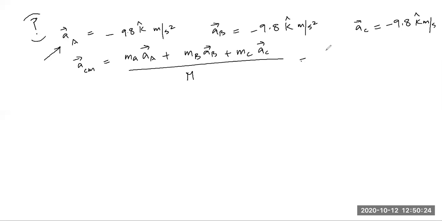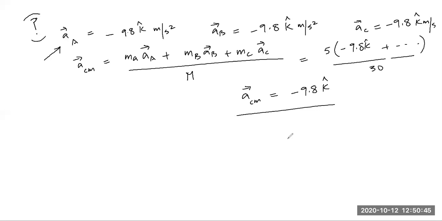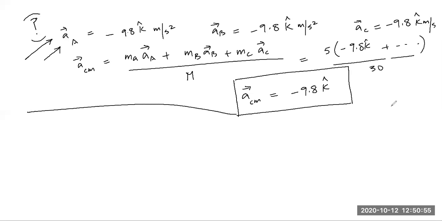So this will be equal to, just multiply 5 into minus 9.8 K vector, plus, divided by total, which is 30. So you will have the acceleration of the center of mass would be minus 9.8 K cap. I want you to think about this, how I took these values without me telling you. I'll give you 2-3 similar sums like this. Please do them, students.